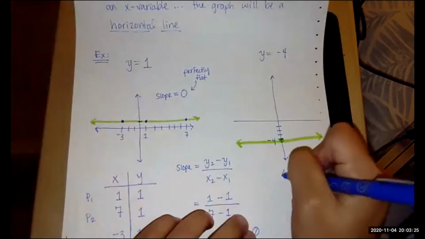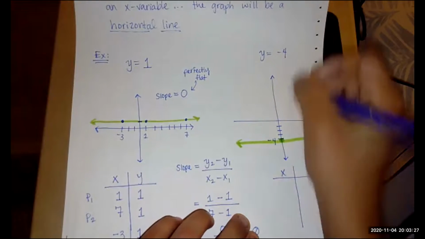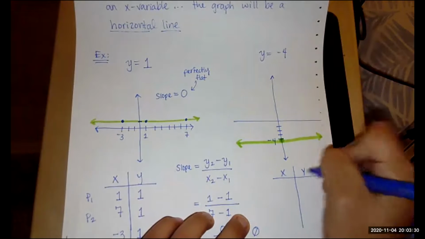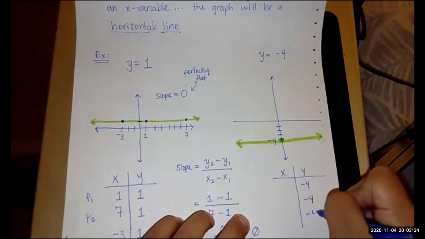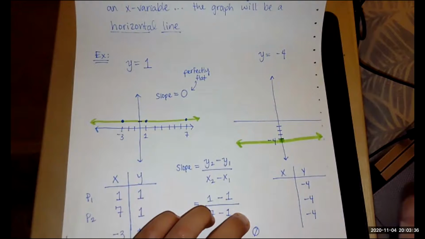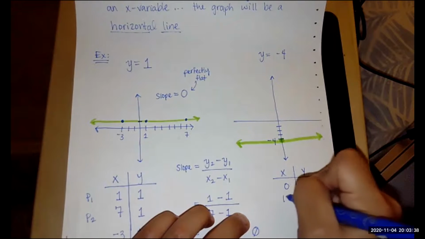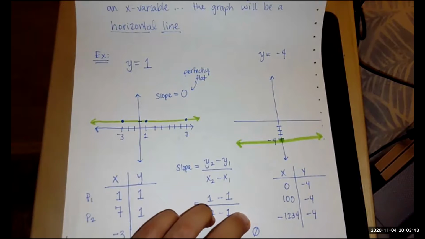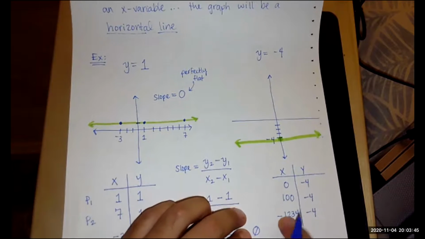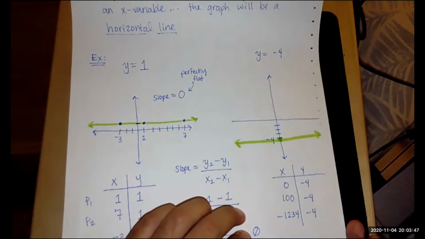And so the ordered pairs for this line, for this separate equation, says that y is always going to be negative 4. And I can just choose whatever values I want for x. I could choose 0, I could choose 100, I could choose negative 1,234. It doesn't matter. Okay, x doesn't matter because x is not a part of this equation.